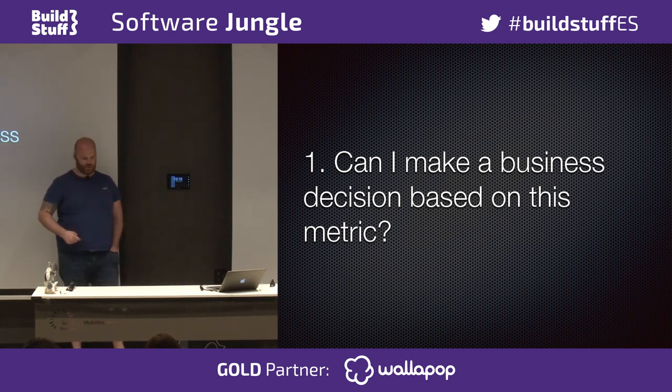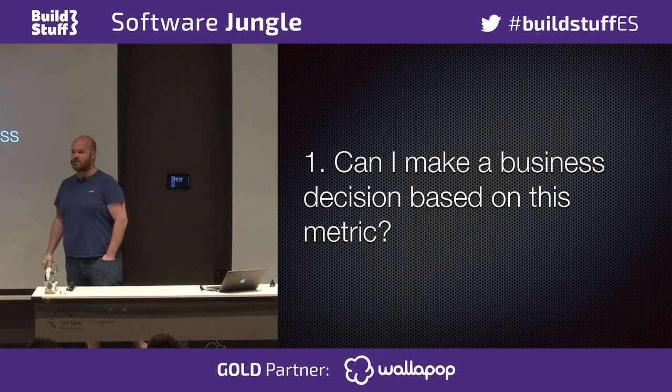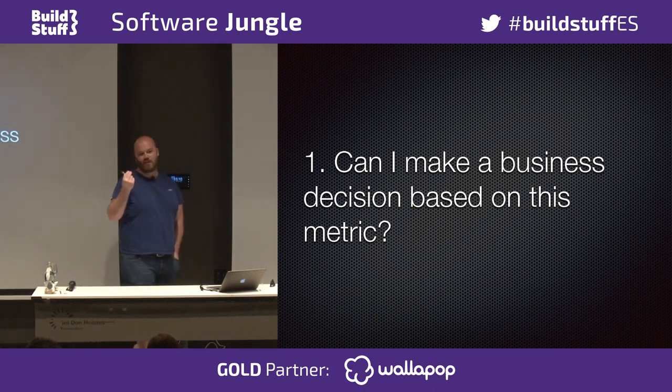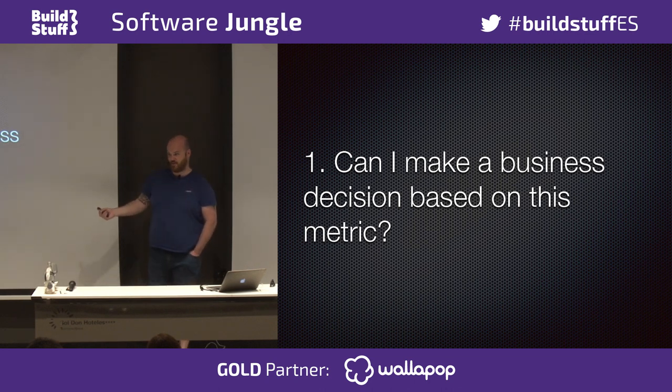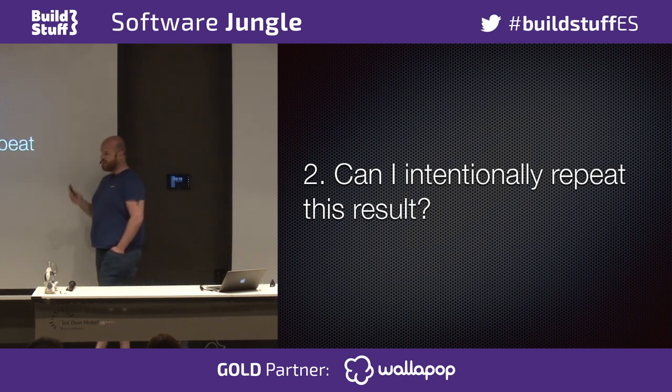Okay, I'll ask you a different question. How can I guarantee all those 1 million followers see every one of my posts and actually click through to every one of my posts? But 1 million means nothing without a conversion or an engagement metric based off the back of it. It really, unfortunately, means nothing. Okay. Number two, can I intentionally repeat this result?